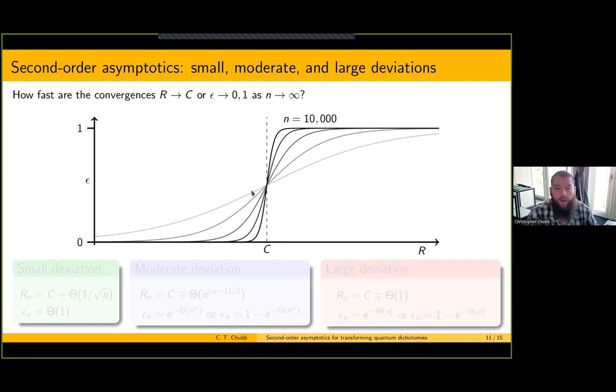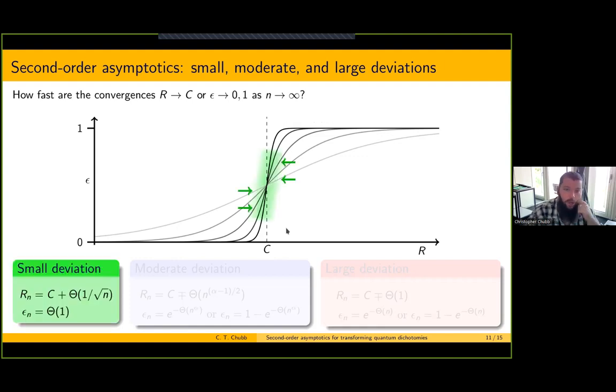There are multiple ways you could quantify that convergence. The first, and this is the regime that is often referred to as second order, but in some sense you can think of all three of these as second order, is the so-called small deviation regime. Here we fix the error, we look at everything horizontally, and we look at how quickly the rate approaches the asymptotic rate. So we're looking at how quickly these curves are moving horizontally. Here we have constant error, and we expect a 1 on square root n behavior.